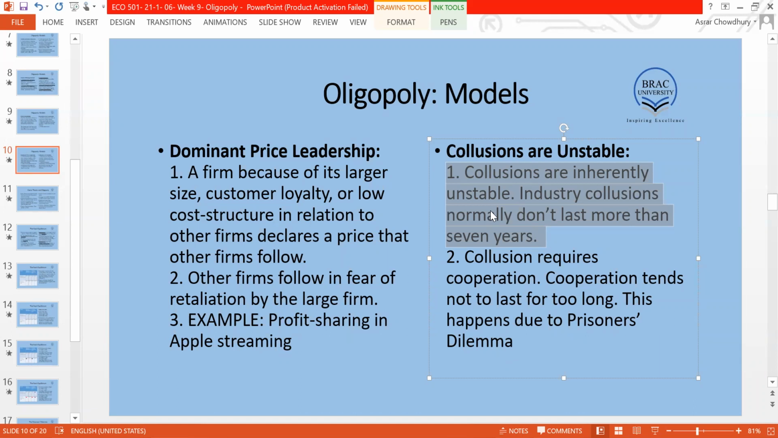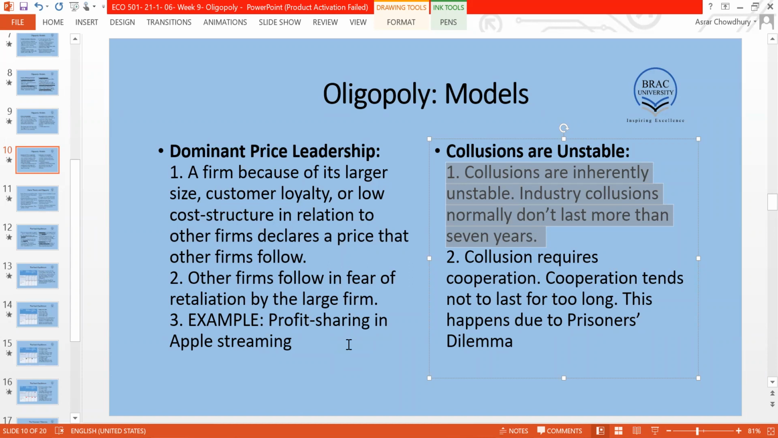Can you think why? Can you think why no collusion lasts more than 7 years? Can anyone think? Yes, sir. Because if a few firms join now, in 7 years, do you think that their efficiency, their capacity will remain the same over 7 years? No, sir. Either will increase or decrease.